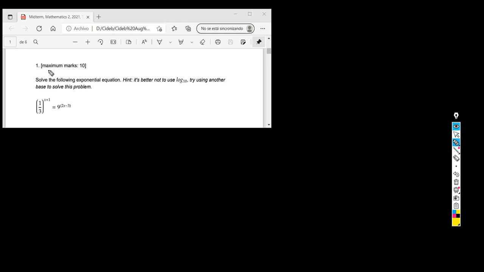Okay, so problem number one, you have an exponential equation to solve. Why is this called an exponential equation? Because the variable appears in the exponent.